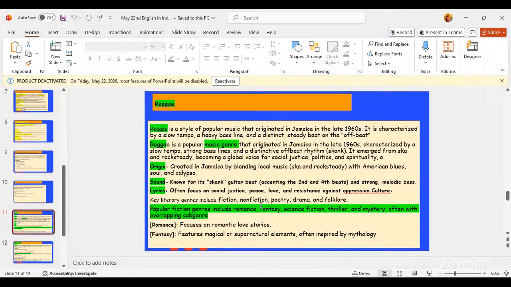The key literary genres include fiction, non-fiction, poetry, drama, and folklore. The romantic focuses on romantic love stories, and fantasy features magical, supernatural elements, often inspired by mythology.